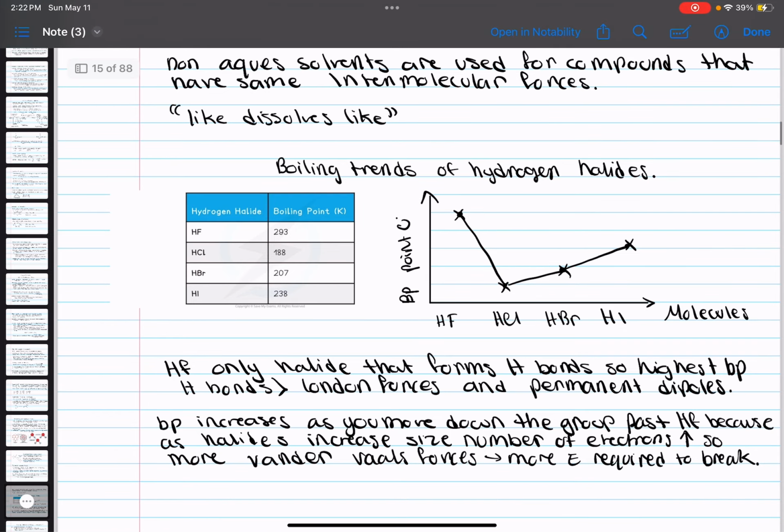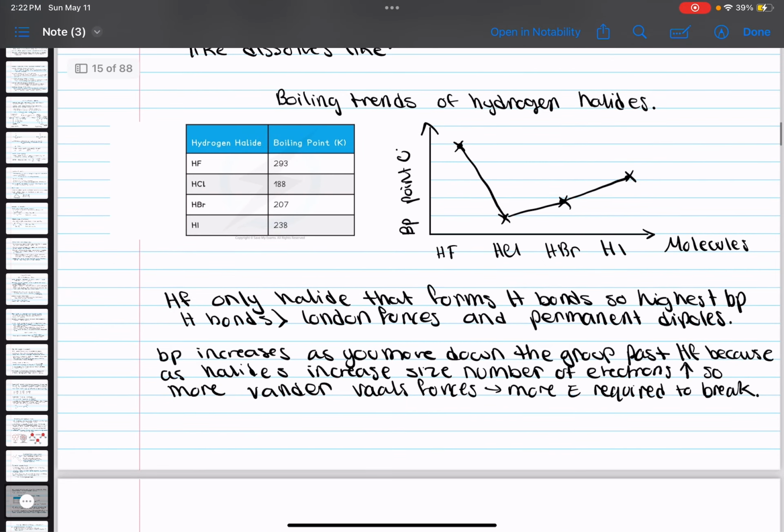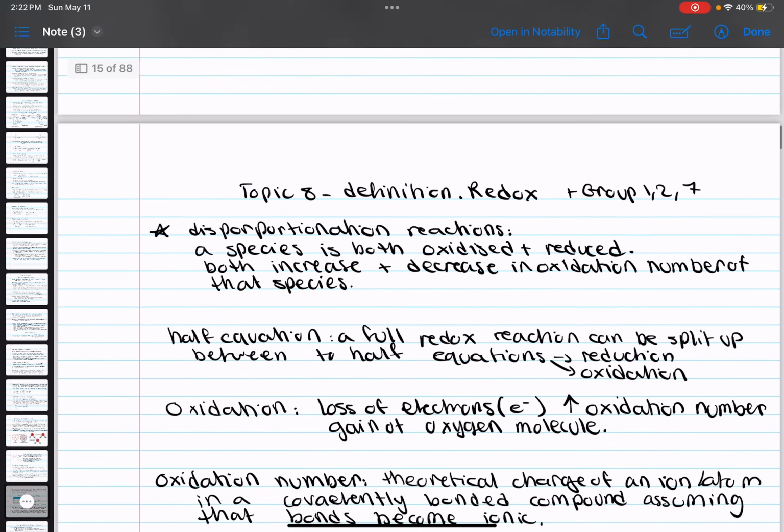And then we have boiling trends of hydrogen halides. As you can see, HF is way higher than HCl, HBr, and HI. This is because it's the only halide that forms an H bond, so it would have a higher boiling point than those with London forces or permanent dipoles. The boiling point then increases as you go down the group after HF because the halides increase in size and the number of electrons increases, so there are more van der Waals forces, so more energy is required to break them.